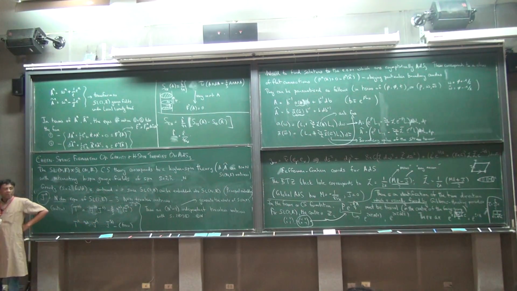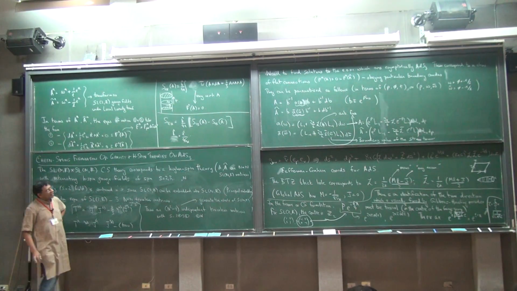More questions? From the gauge theory point of view, A and A tilde are independent gauge fields. But here, the transformation of A is according to B and A tilde is according to B inverse. Is there a reason for that?